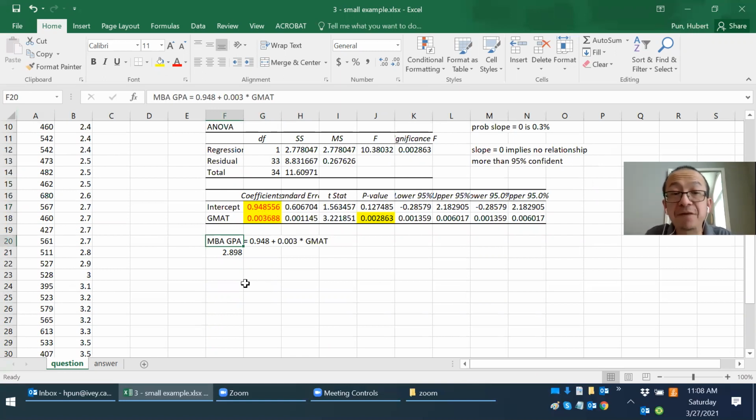The left-hand side is the dependent variable, the one that you'd like to predict. The right-hand side is the information that you have. So the equation is the GPA average equals 0.948, which is the intercept, plus 0.003, which is the slope, multiplied by the GMAT score. If someone has a GMAT score of 650, plug it into this formula, and that is the MBA GPA average that you expect. That concludes today's exercise.